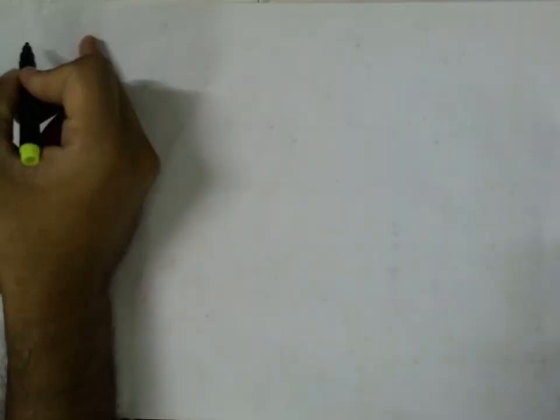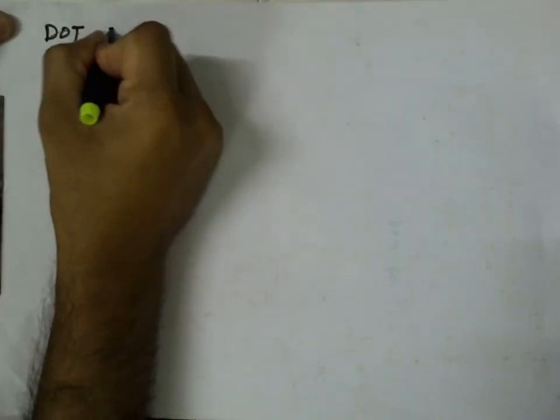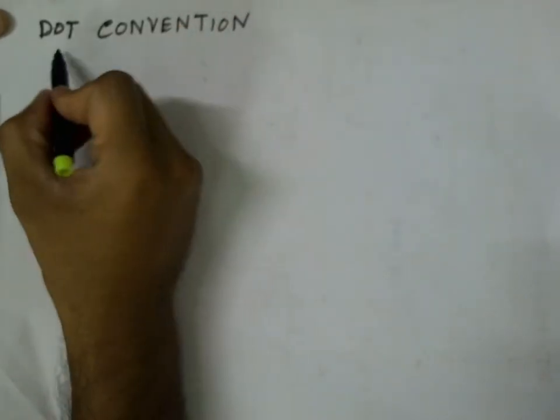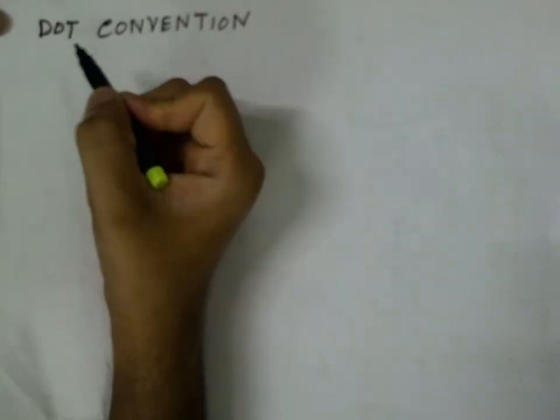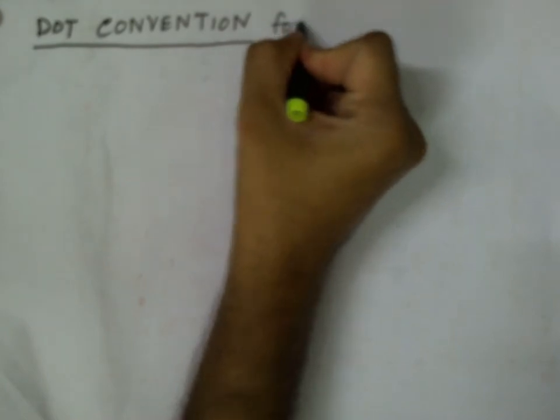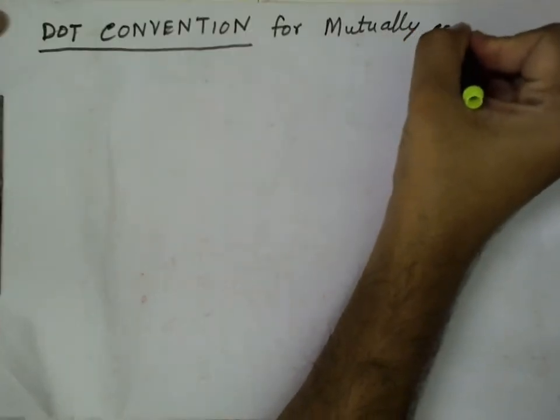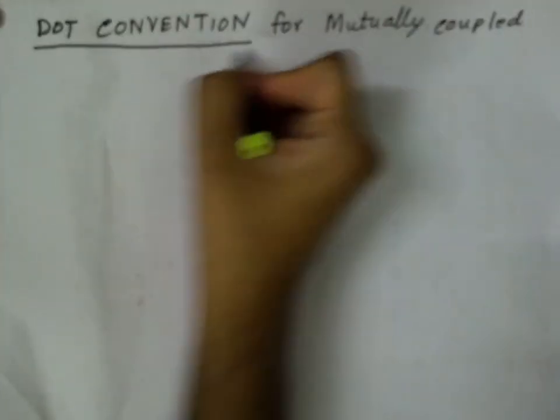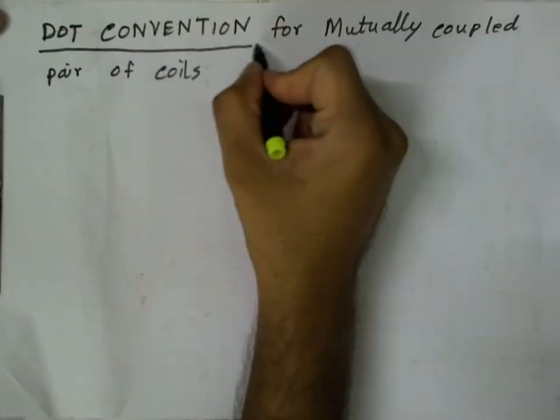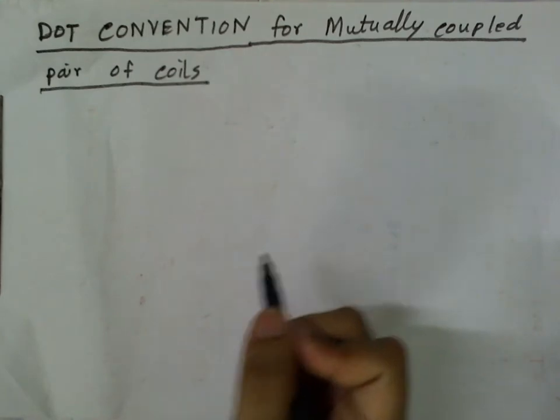Today we are going to look at dot convention. This convention is related to mutual inductance. Dot convention for a mutually coupled pair of coils.